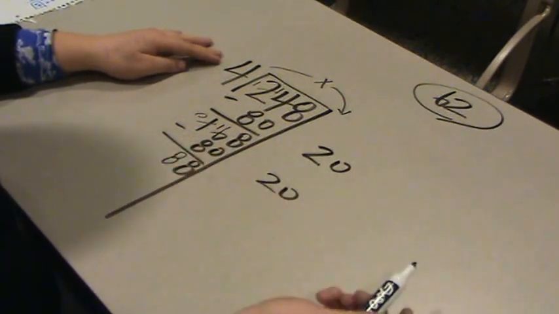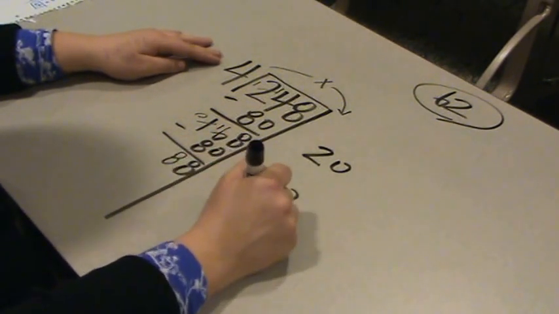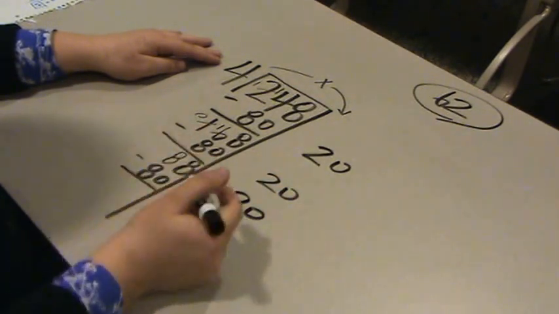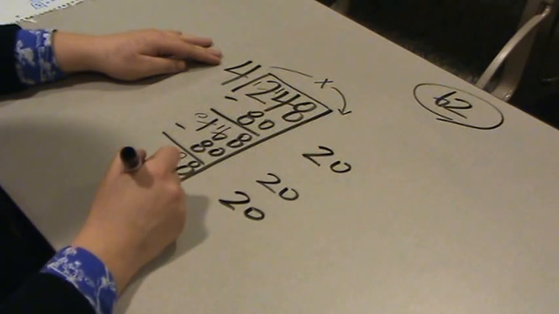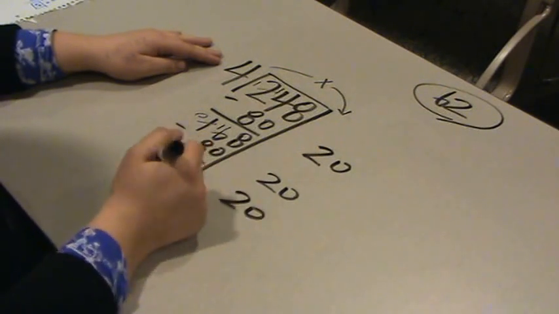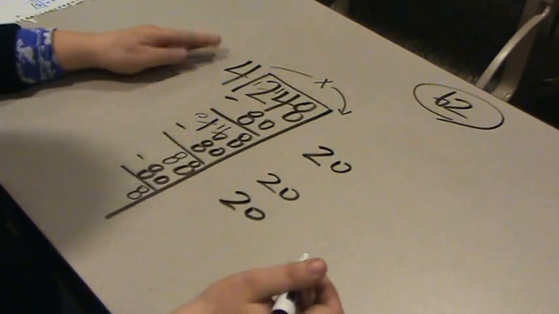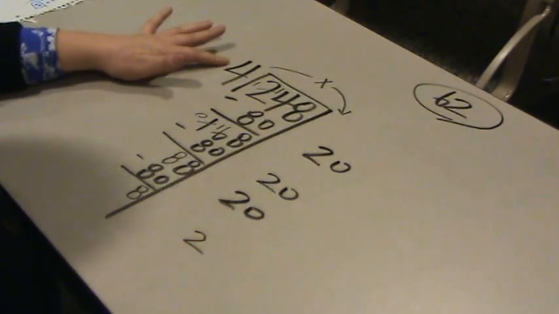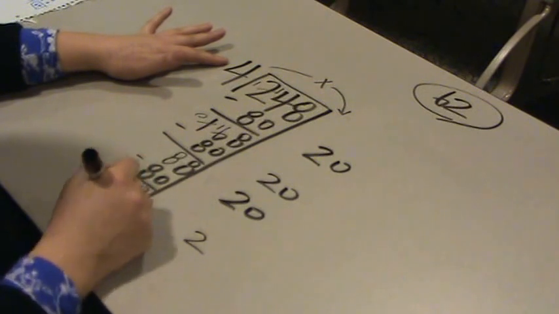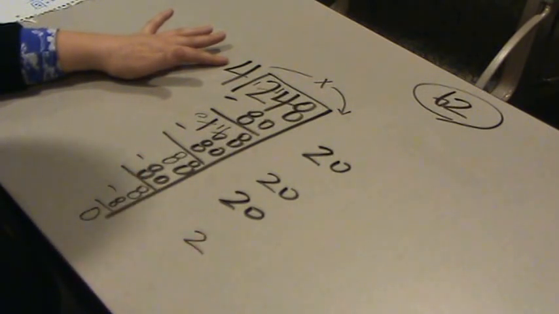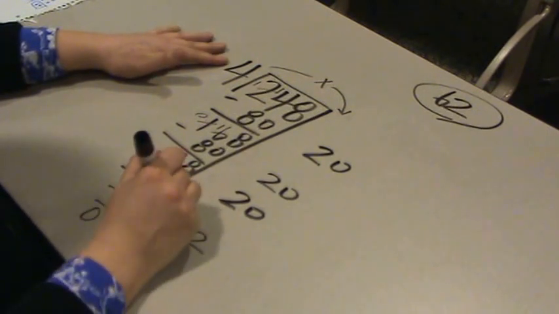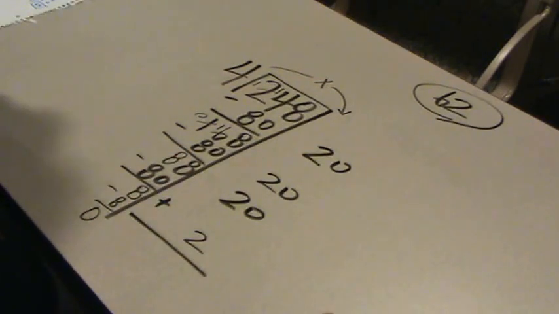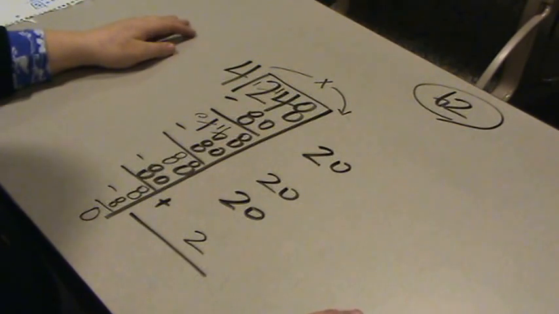Now I know again, we've got this 20. I know that that's 80, and we're going to subtract again. 8 minus 0 is 8. 8 minus 8 leaves us with 0. And now I know that 4 times 2 is 8. We're going to subtract that, and we're going to have 0 here. Now what I want us to do is add up all of these numbers, which are going to be like our factors.